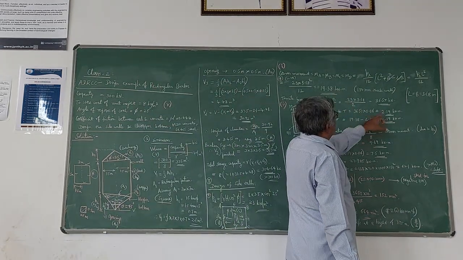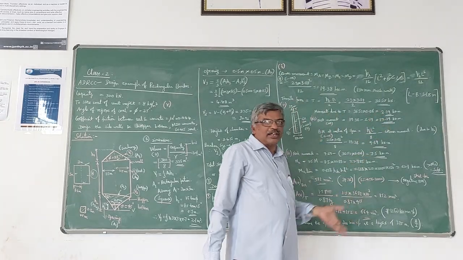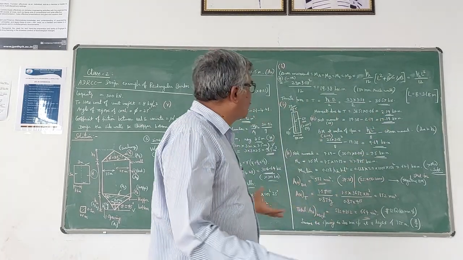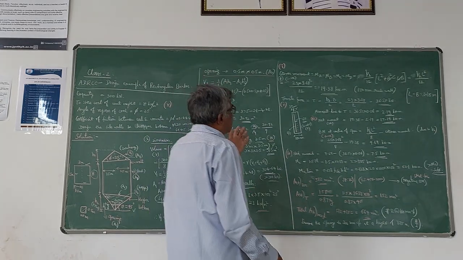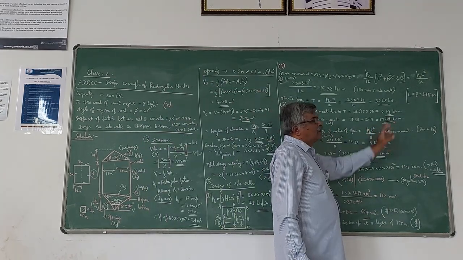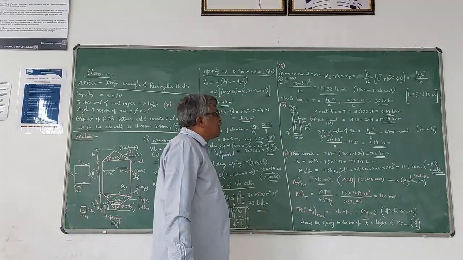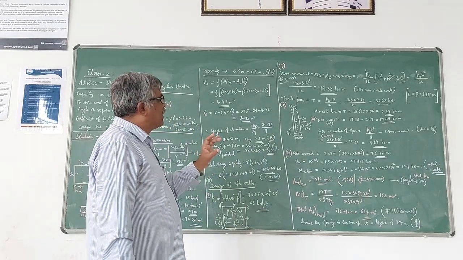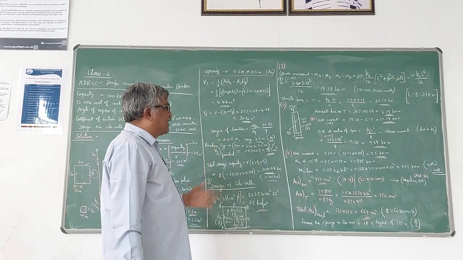19.38 minus 2.19. They are of opposite nature, so you have to subtract. So the net moment acting at the corner is 19.38 minus 2.19, which is 17.19 kilonewton meter.